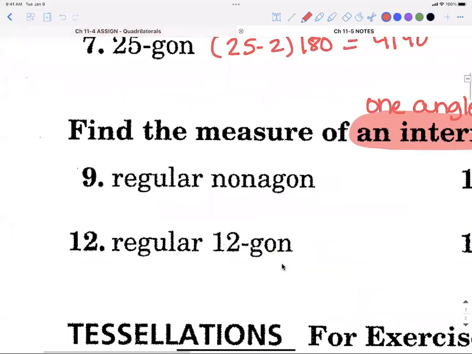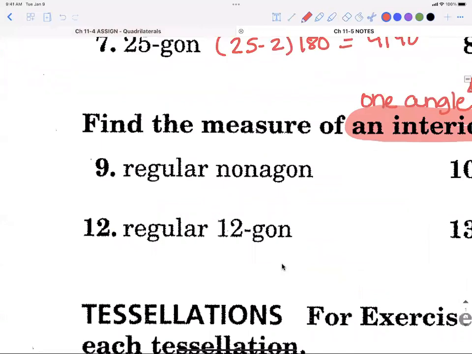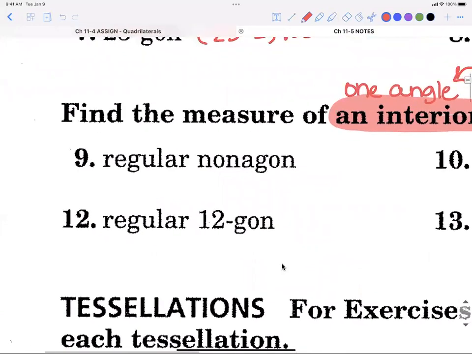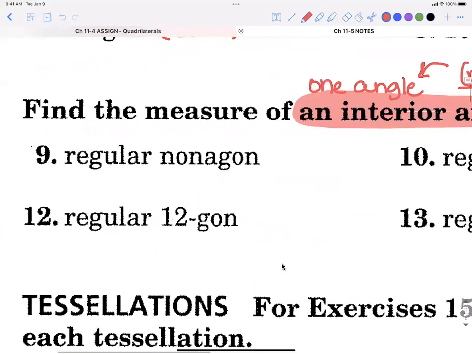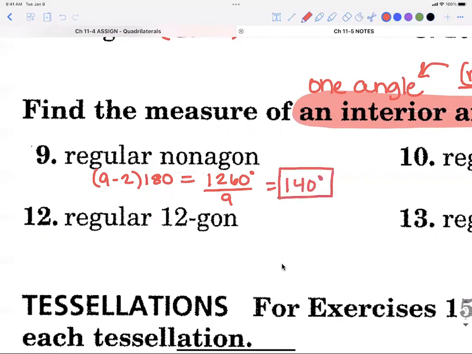So let's try that on a nonagon. How many sides does a nonagon have? 9. So we start out with 9 minus 2 times 180. What's that give us? Good, 1,260. That's for the entire nonagon. I just want to know 1 angle, so I'm going to divide by 9. I'm going to divide by the number of original sides, and I get 140. So the final answer for a single angle is 140 degrees.